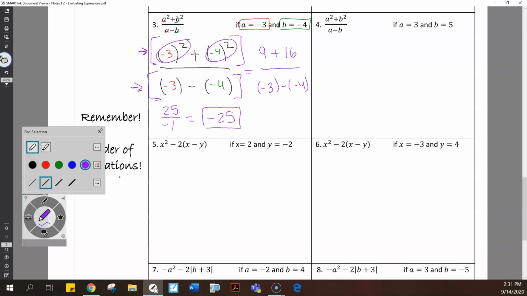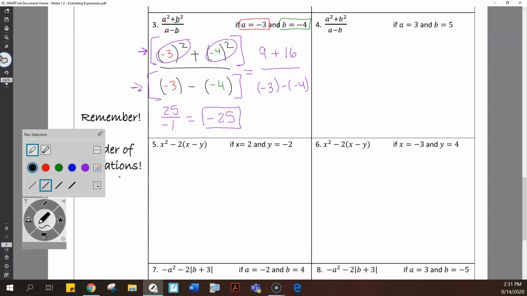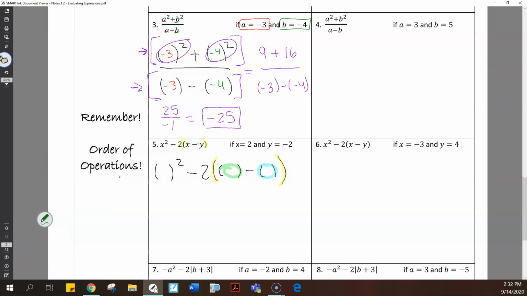2 more quick ones. So I've got x squared minus 2x minus y. Remember that these parentheses that are already here need to stay here. They are part of the problem. And then when I replace my x with those parentheses, that's another set. And when I replace my y with parentheses, that's another set. Be careful of those double parentheses. Okay, so I've got my x. X is equal to 2, so everywhere I see an x, I'm going to plug that in.